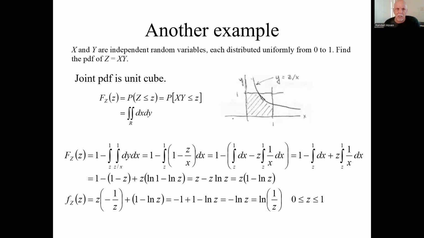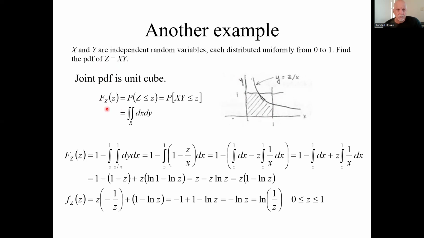Well, let's do a second example. Here, X and Y are independent, each distributed uniformly from 0 to 1. And we want Z just as their product. What's the PDF of their product? Well, they're independent and uniform, so the joint PDF is just a unit cube. And the XY plane is just this square. They're each distributed from 0 to 1. Here's what we need.